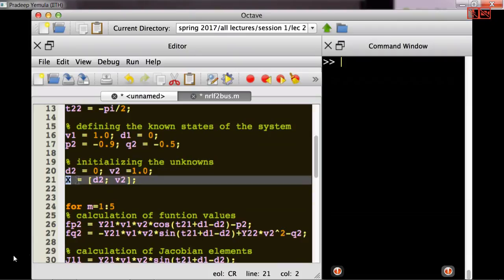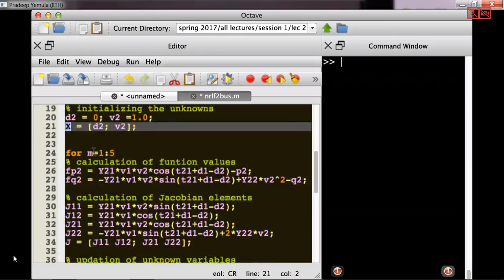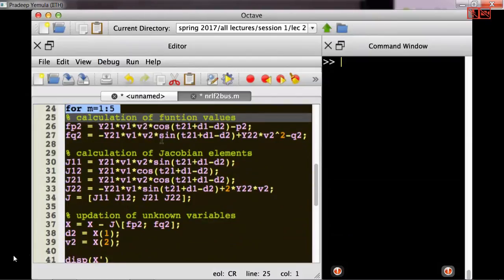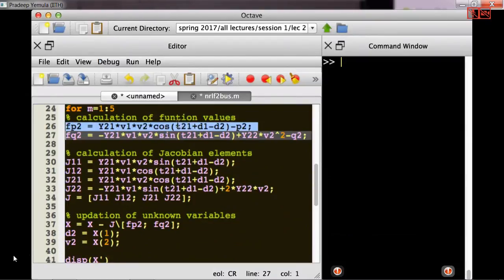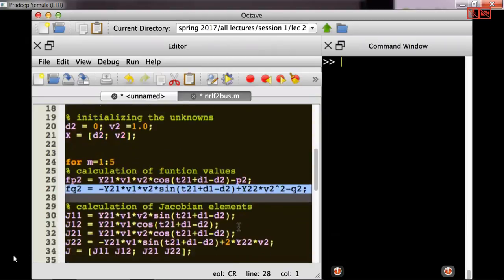So this x is a variable and d2, v2 are all just saved into x. Then I am running the iterations for 5 times, so that's why I am saying 1 to 5. And then I have two functions. So if you notice, this was our first equation, this is our second equation. Exactly the same equations I am writing down.